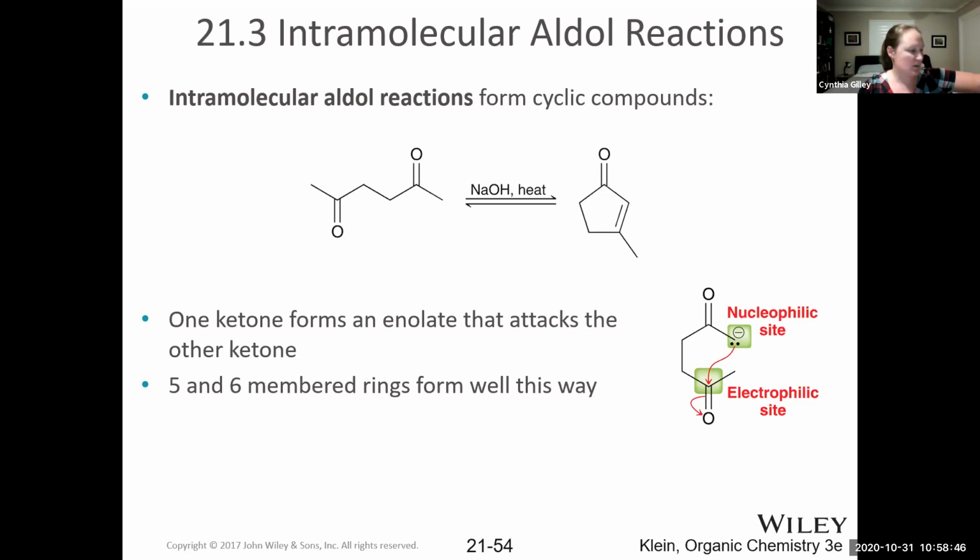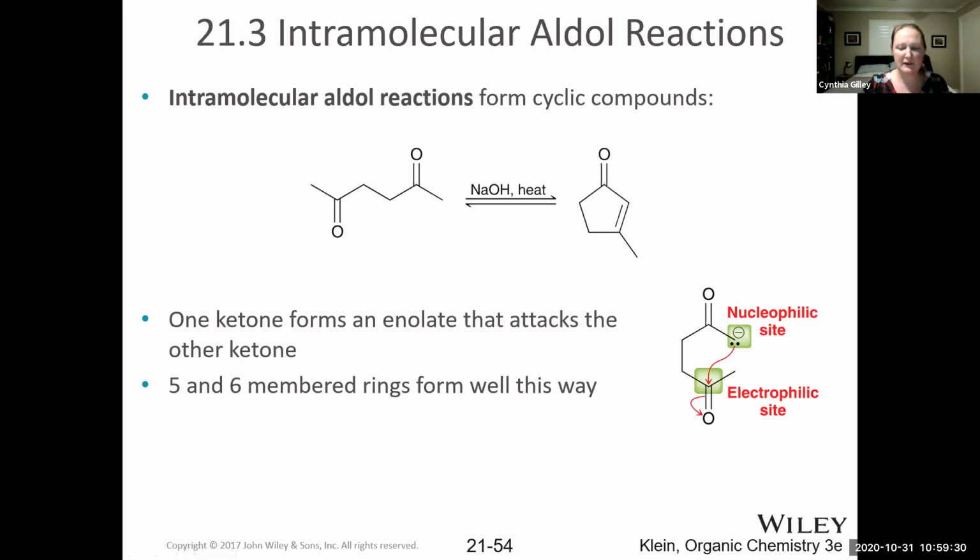Okay, so we can also do what's known as an intramolecular aldol reaction, if we essentially have two ketones or aldehydes tied together as a dicarbonyl. So essentially what we can do is treat with sodium hydroxide and heat to get the aldol condensation product. And in this case, you're actually forming a ring. So one of these ketones converts to an enolate using the base. And then there's a nucleophilic attack that occurs intramolecularly. And 5 and 6 member rings form in great yields using this reaction.